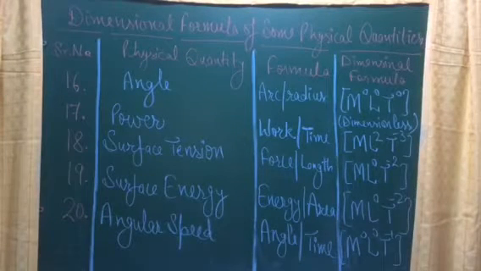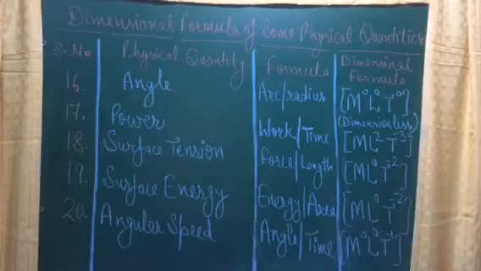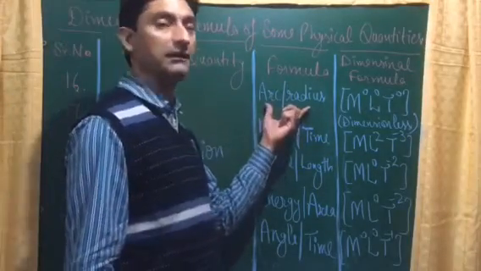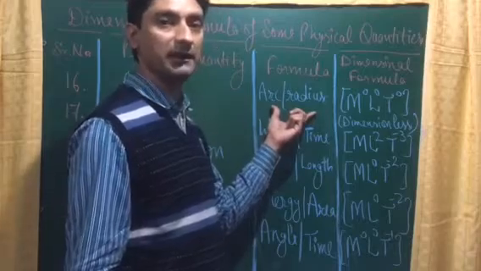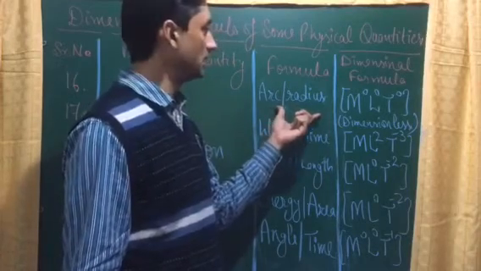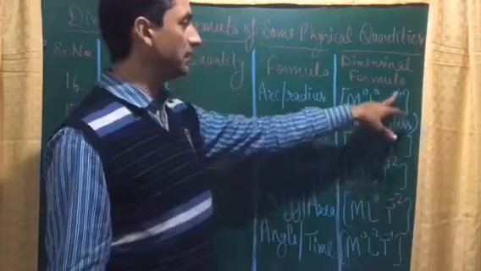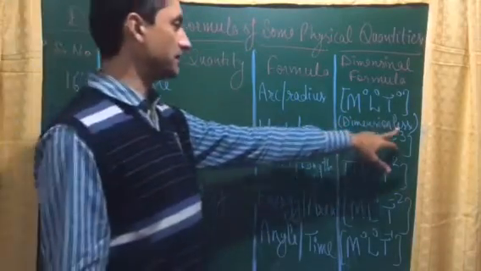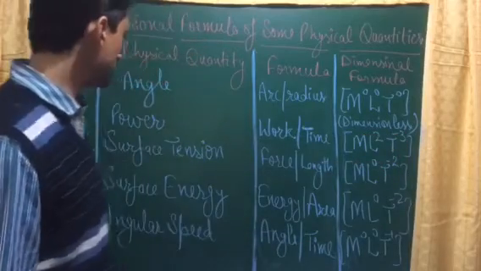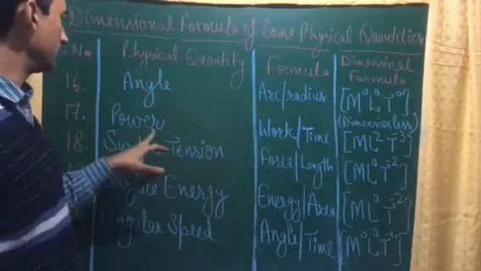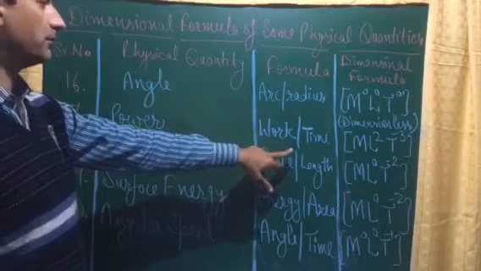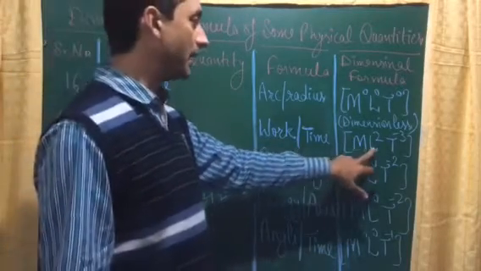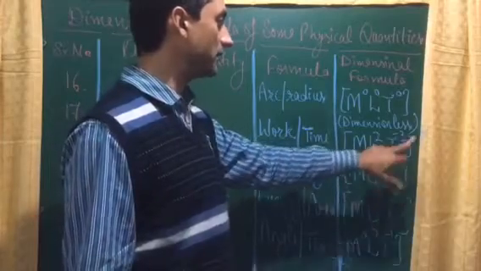So next is angle, and the formula for angle is arc upon radius. Arc upon radius, M0 L0 T raised to power 0, which is dimensionless. Next is power. Work upon time. The formula is work upon time. So M L2 T raised to power minus 3.